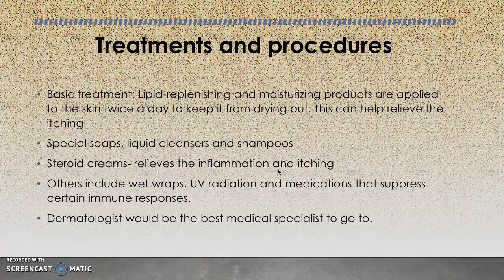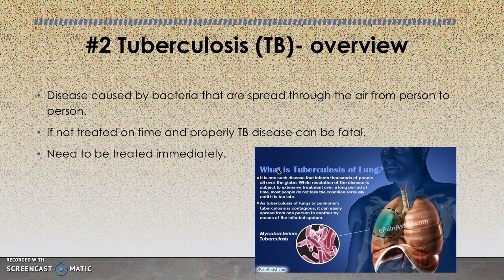So, treatments and procedures that they can do. Basic treatment is lipid replenishing and moisturizing products applied to the skin twice a day to keep it from drying out. This can help relieve the itching. There are also special soaps, liquid cleaners, and shampoos. Steroid creams relieve the inflammation and itching. Others include wet wraps, UV radiation, and medications that suppress certain immune responses. A dermatologist would be the best medical specialist to go to, like I was saying before.